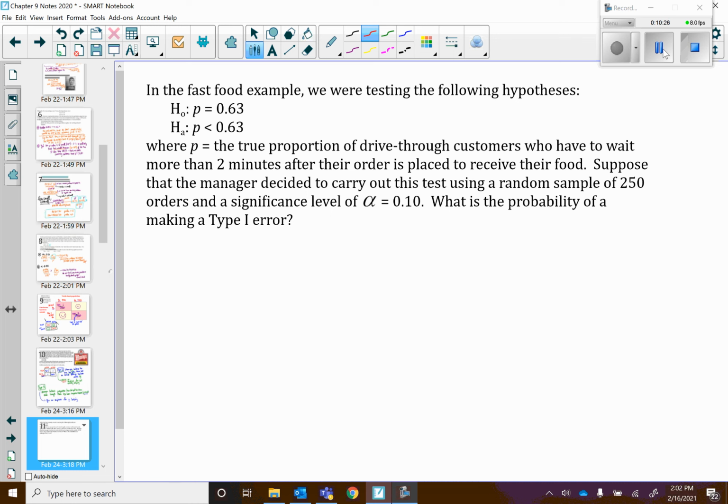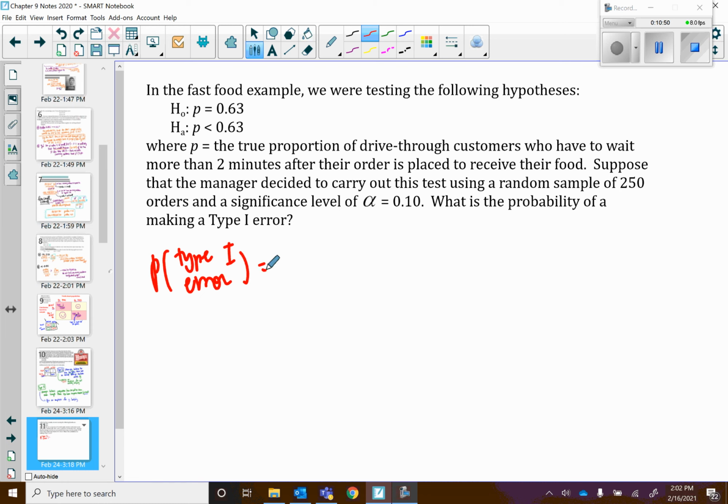Suppose that the manager decides to carry out this test using a random sample of 250 orders, and he has a significance level of 0.10. What is the probability of making a type 1 error? Oh, this is an interesting question. Let's consider it. The probability that I make a type 1 error.